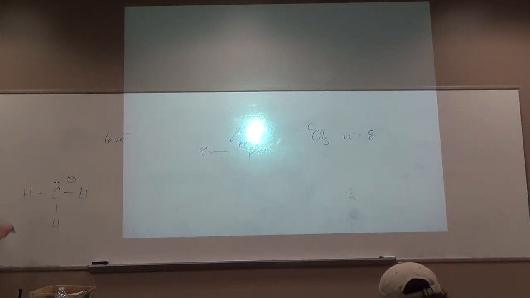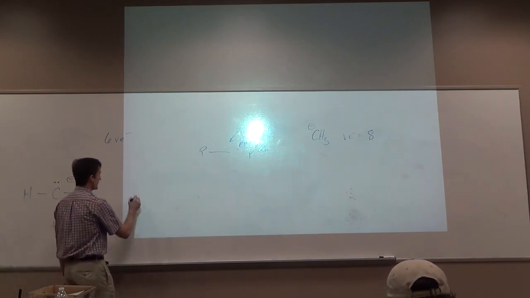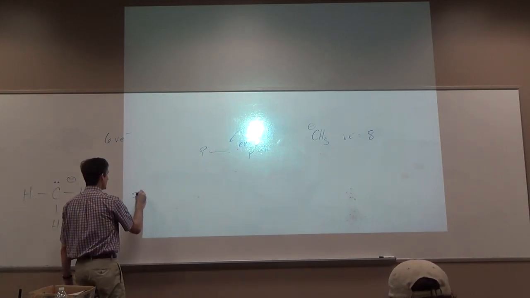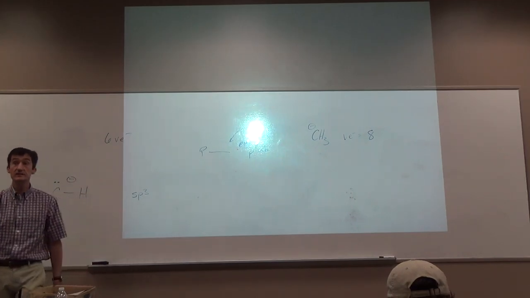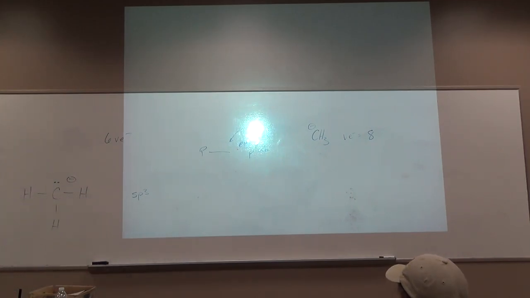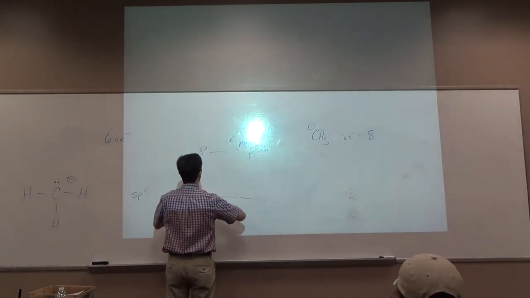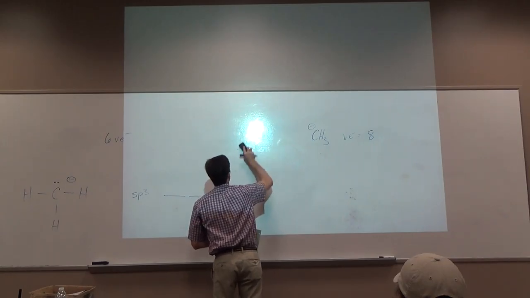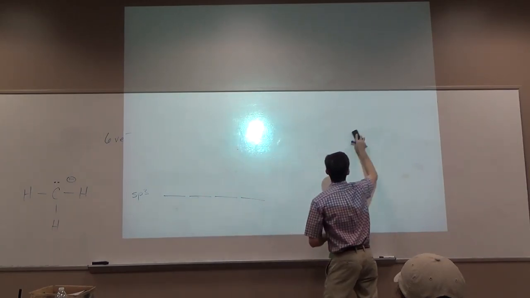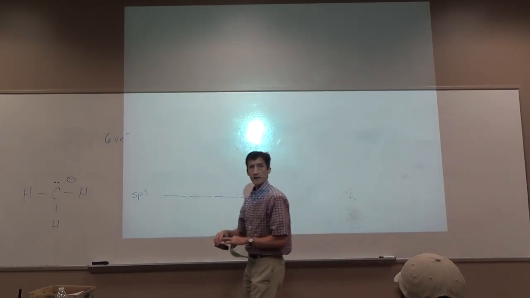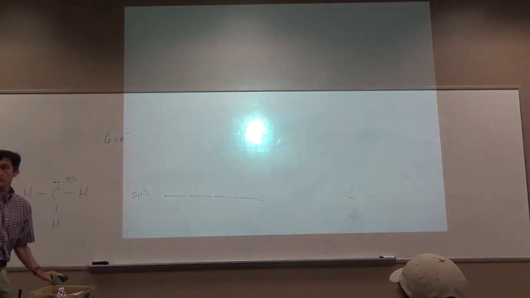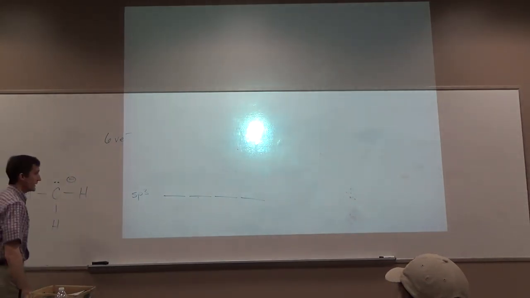What hybridization do you expect? How many regions around the carbon? Four. Four is going to be what? SP3, unless there's something going on and it can't achieve SP3. We have to recognize that; there are special examples. But SP3 looks like what? Four hybrids, right? Anything left over in an SP3 hybridization? No, everything was hybridized. So there's no P orbital.